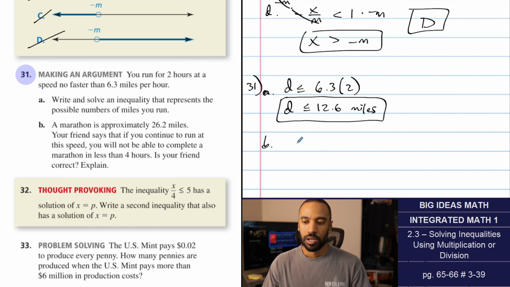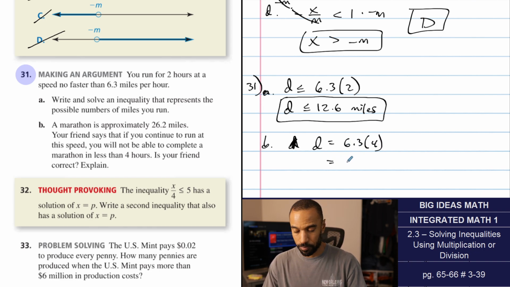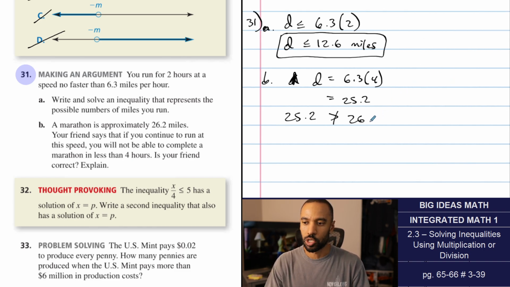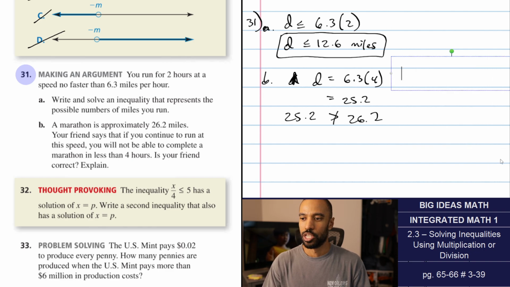If I do X miles per hour, well, forget it. 4 hours, D equals 6.3 times 4, which is 25.2, I think. And 25.2 is not greater than or equal to 26.2. So you won't make it. You'll be 1 mile short. You will be 1 mile short.